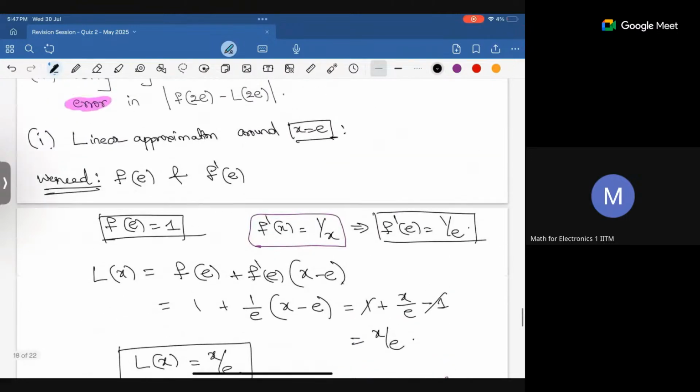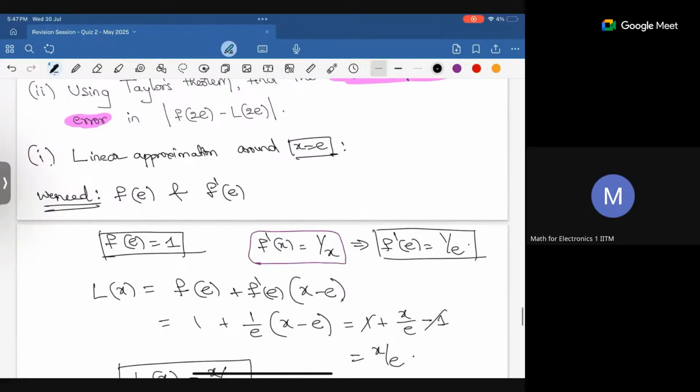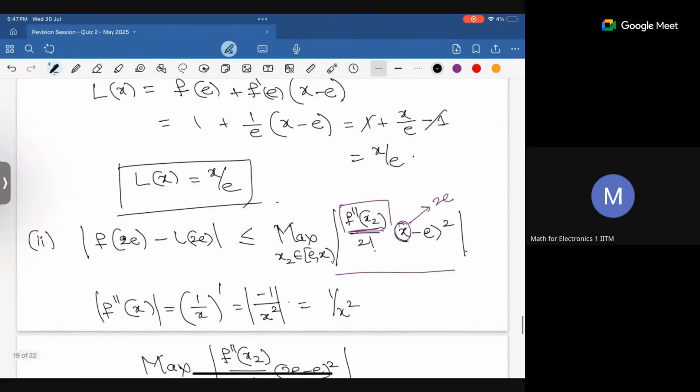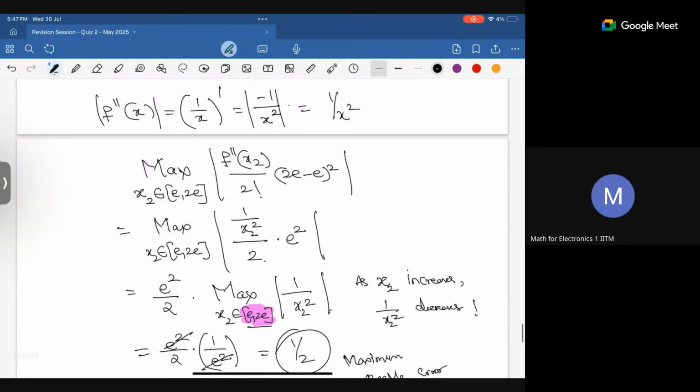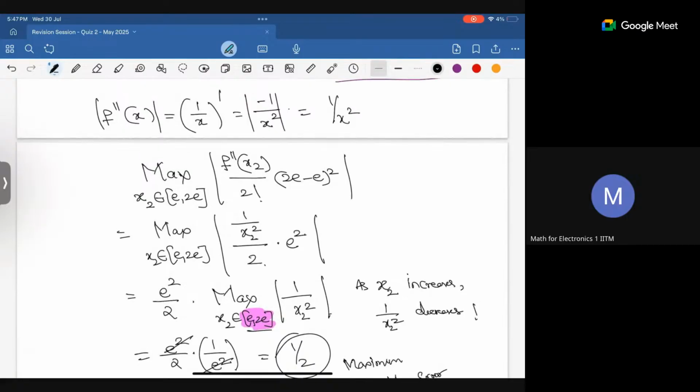Okay, so there are two ways to ask this, right? So either we ask you the linear approximation or we'll ask you to bound the error. Or in other words, we ask you to give the maximum possible error. Yes, Nitish.